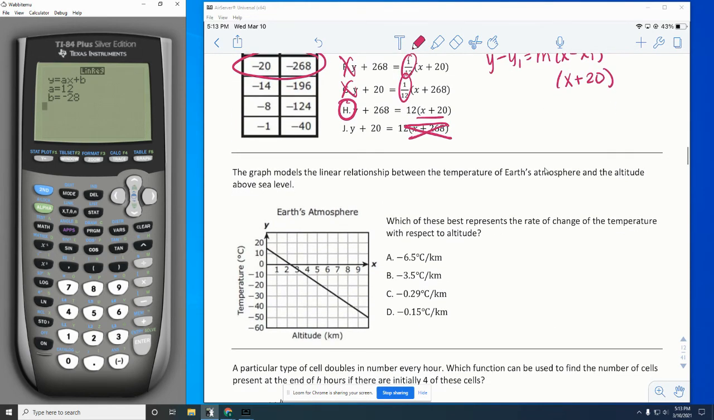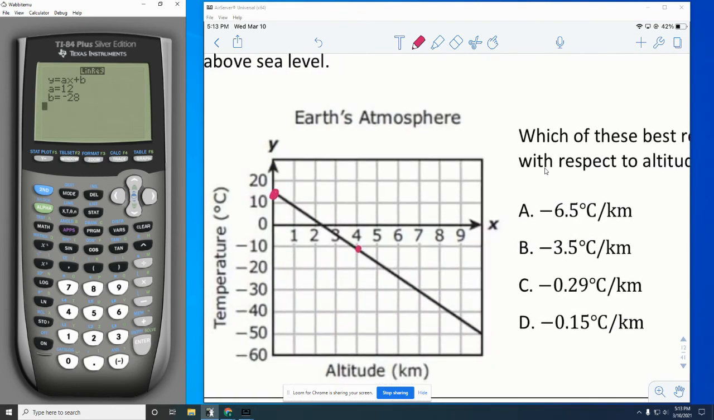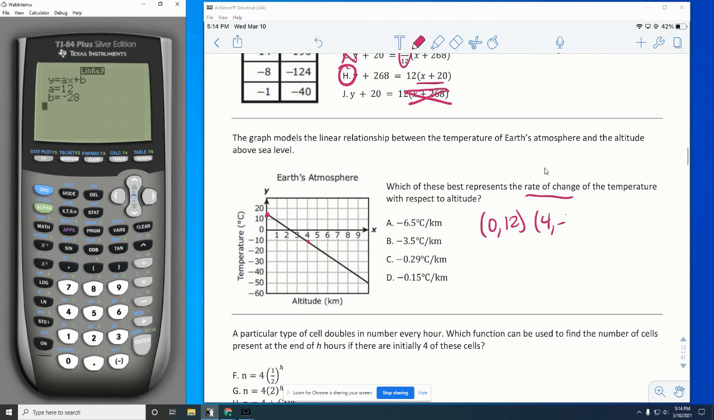The next one, the graph models the linear relationship between the temperature of Earth's atmosphere and the altitude above sea level. Which of these best represents the rate of change of the temperature with respect to altitude? Rate of change is your slope. So one thing we can do is kind of get like a-ish points. So this would be the point 0, maybe like 12-ish. And then if we wanted to look maybe here, that 4 is like right under 10, so maybe 4, negative 11.